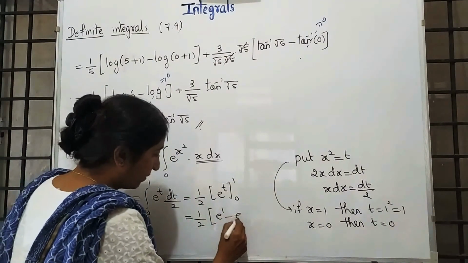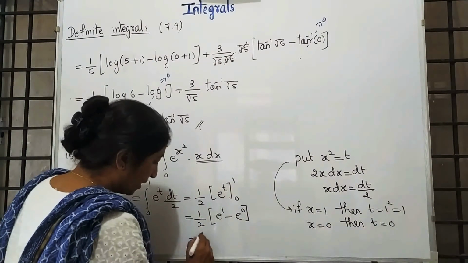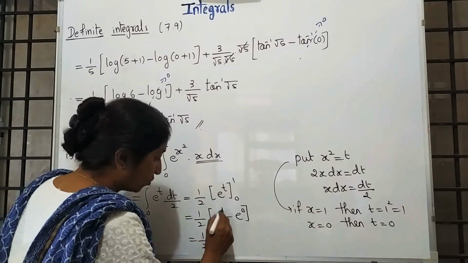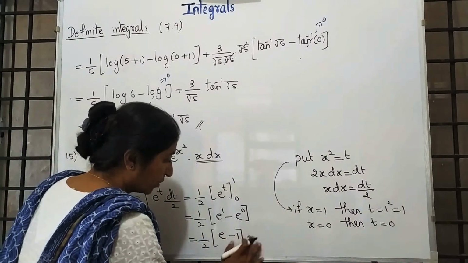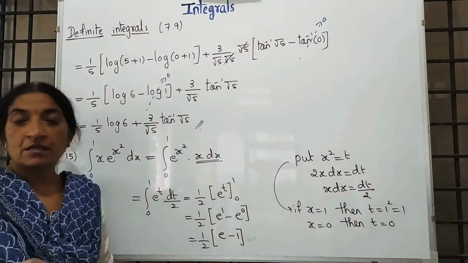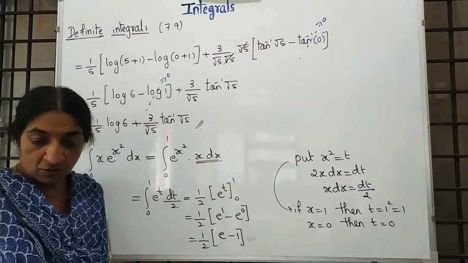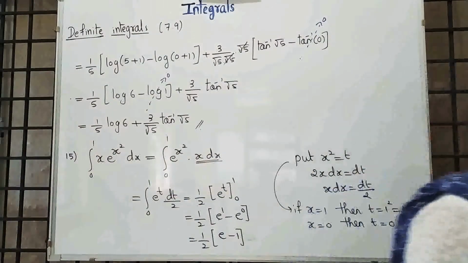e raised to 1 minus e raised to 0. It is 1 by 2. e raised to 1 is e. Any number raised to 0 is 1. So this is the final answer. Now moving to the next question, that is question number 16.